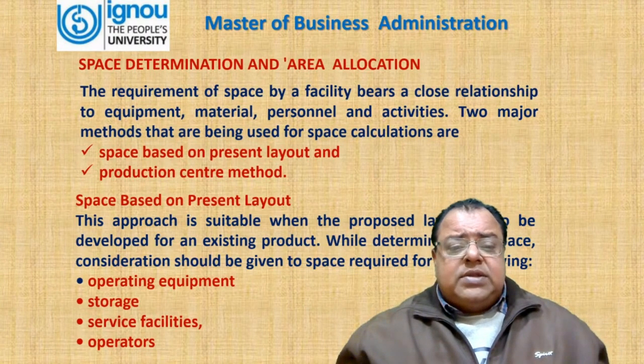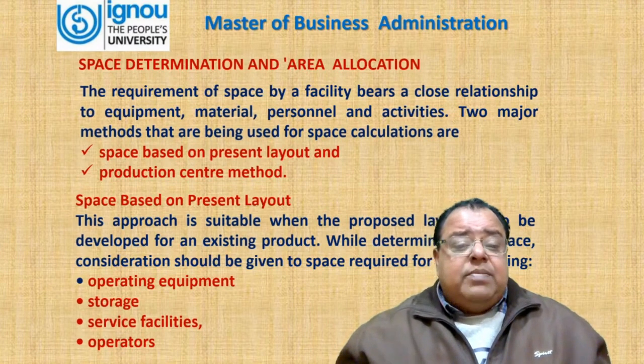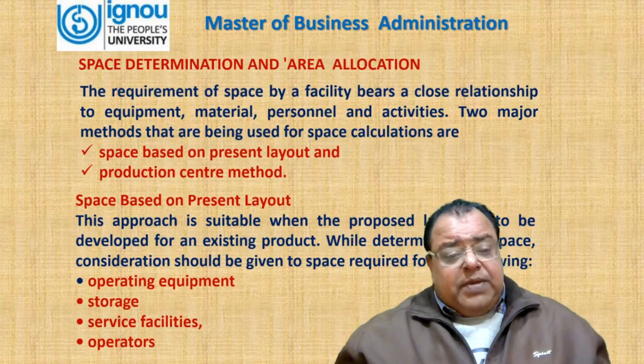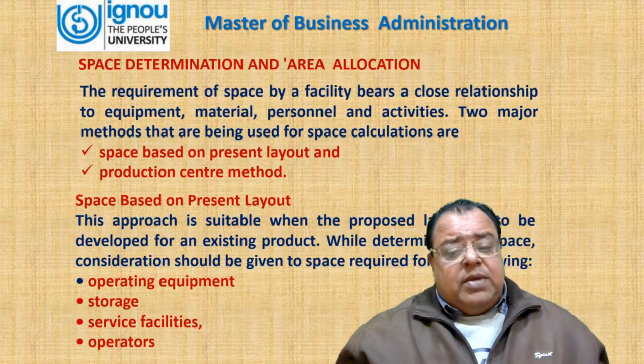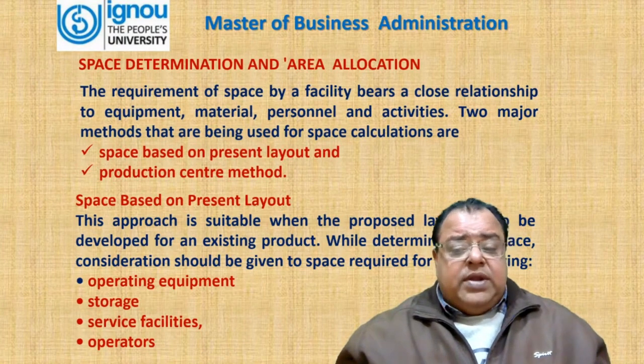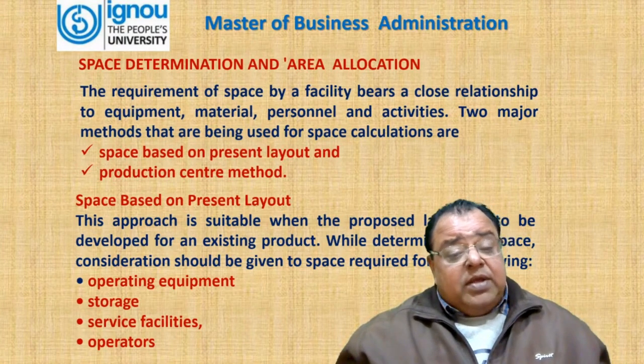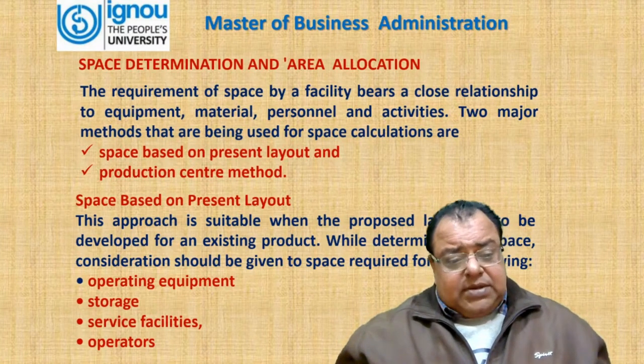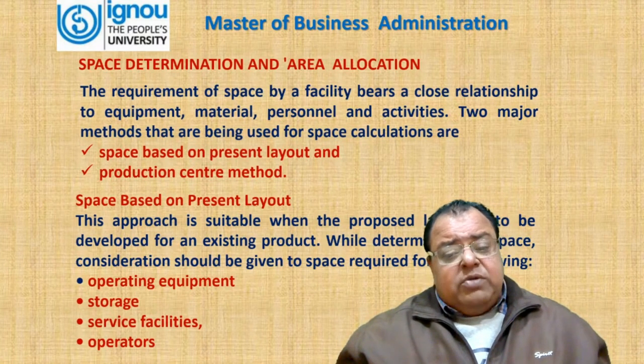Two major methods that are being used for space calculation are space based on present layout and production center method. As far as space based on present layout is concerned, this approach is suitable when the proposed layout is to be developed for an existing product. While determining the space, consideration should be given to space required for the following.